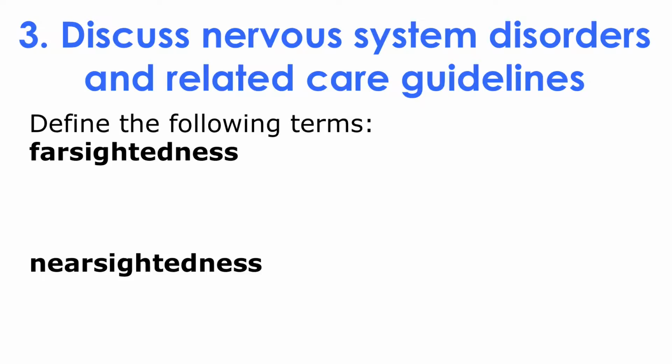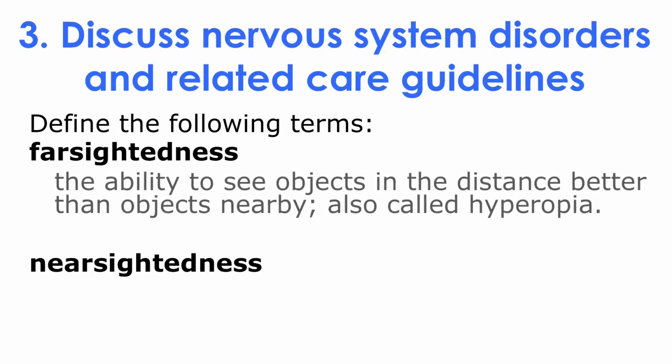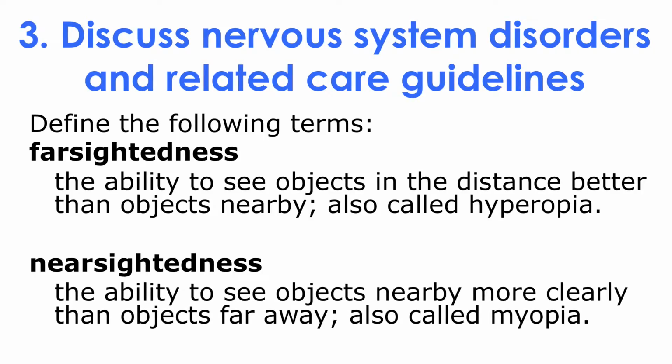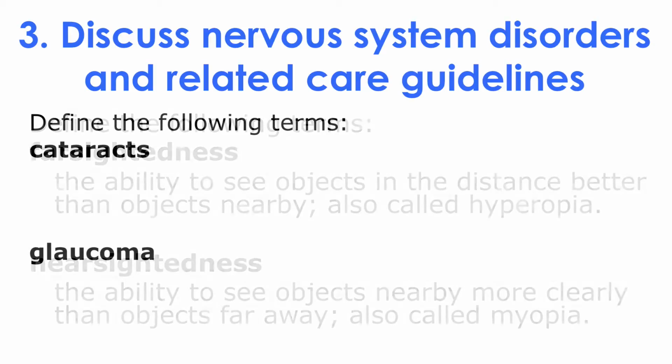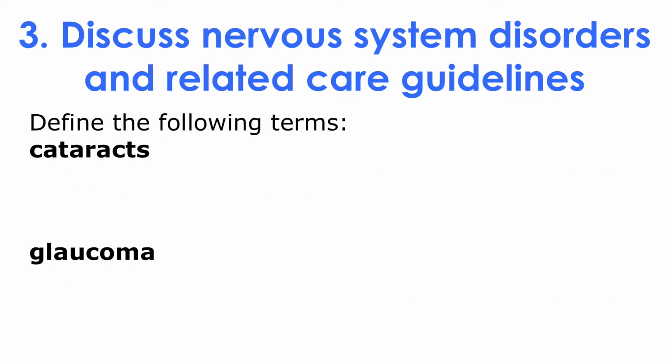Okay, here's more things that we need to know, and we're starting to get into sight, into seeing problems. So farsightedness and nearsightedness. What's the difference? Are you wearing glasses? Do you wear glasses? Do you know somebody that wears glasses? Farsightedness is the ability to see objects in the distance better than objects nearby. This is what we call hyperopia. Hyper meaning a lot. Hypo is little. Hyper is more. Nearsightedness is the ability to see objects nearby more clearly than objects far away. That's called myopia.